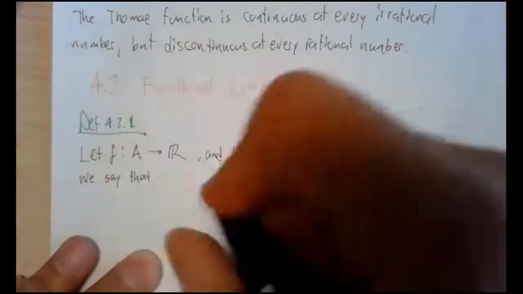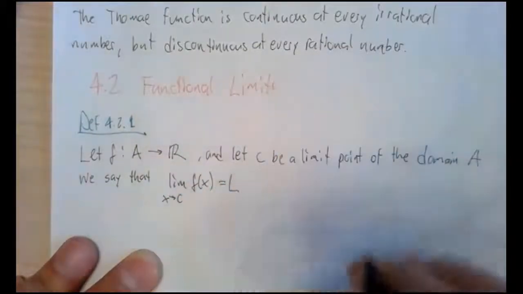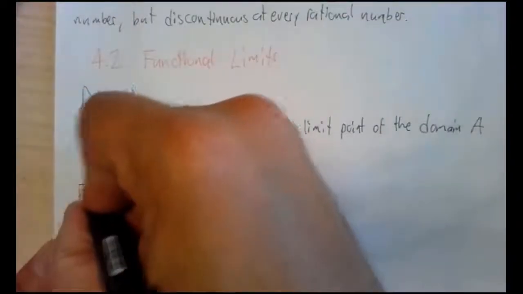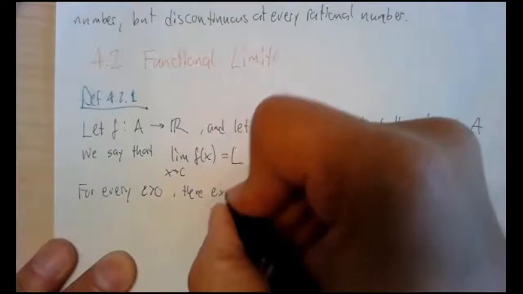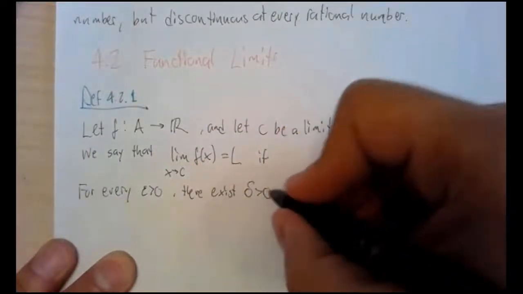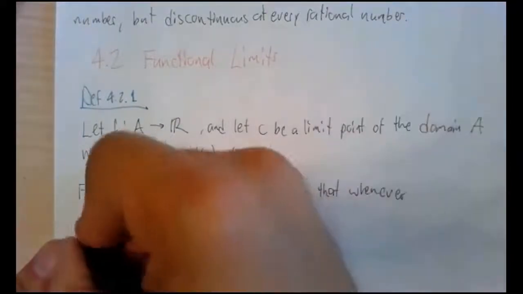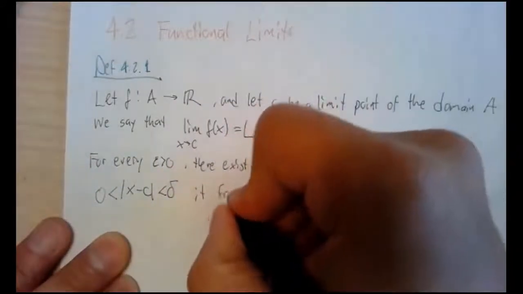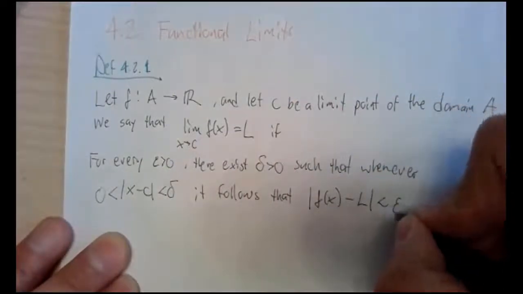We say that the limit of a function f when x approaches c is L if, and here we go, this is the definition you all probably know, for every epsilon greater than 0, there exists delta greater than 0, such that whenever 0 less than |x minus c| less than delta, it follows that |f of x minus L| is less than epsilon.